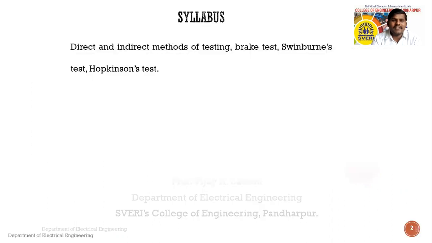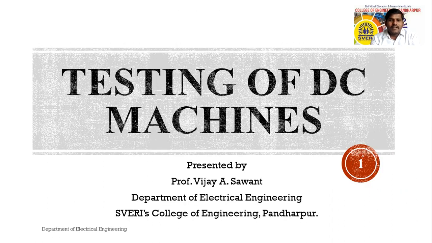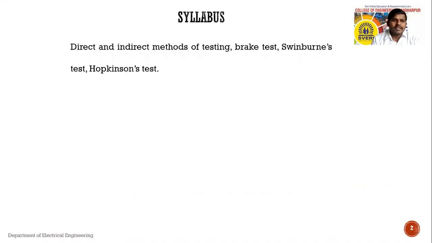In testing of DC machines, there are different types of tests that can be carried out. The syllabus or content of this unit is direct and indirect methods of testing. The second is the brake test. The third is the Swinburne test, and the fourth is the Hopkinson test. These are the different types of testing.